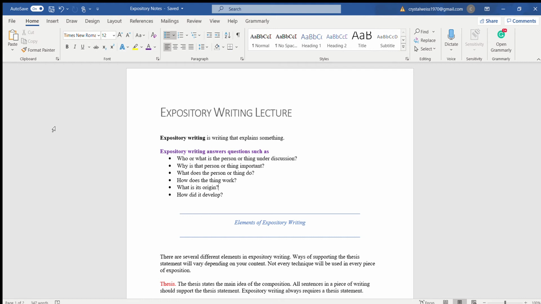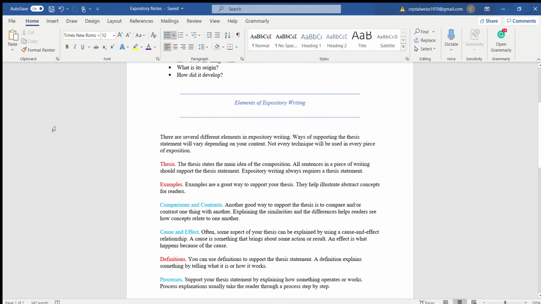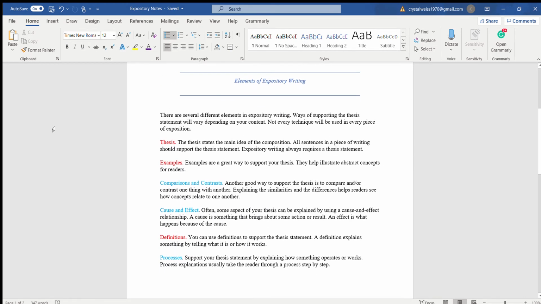All right, so elements of expository writing. Try and get as much of that up there as I can. There are a number of different elements in expository writing. Ways of supporting the thesis statement will vary depending on your content. Not every technique will be used in every piece of exposition. Okay, so I'm going to describe some of the things.